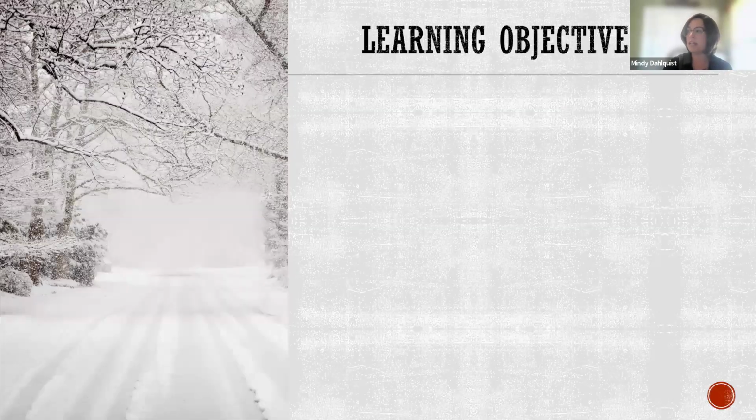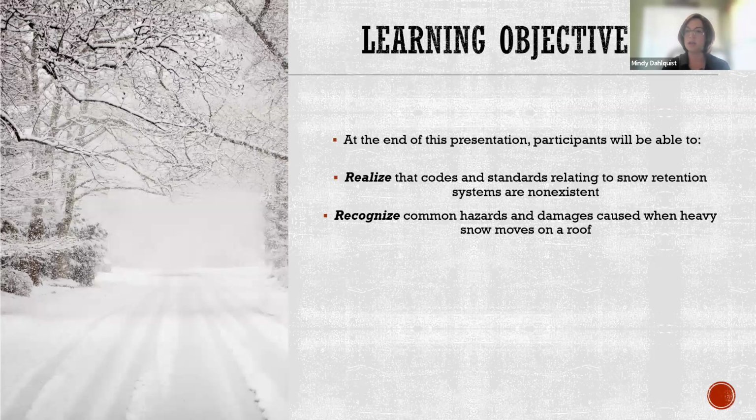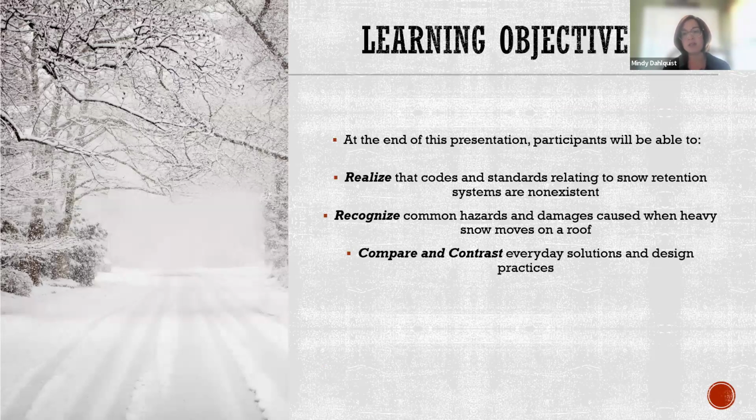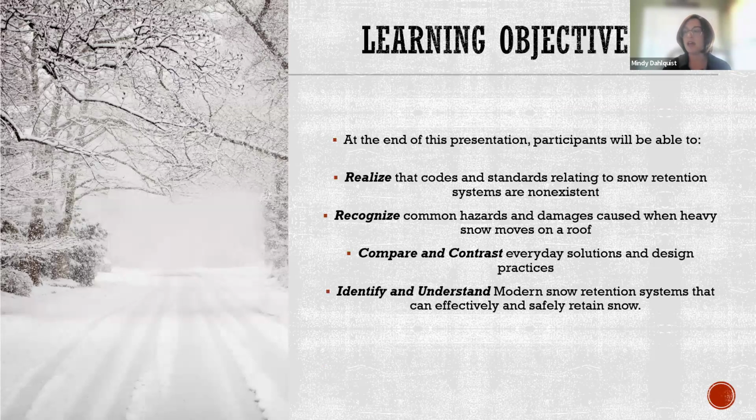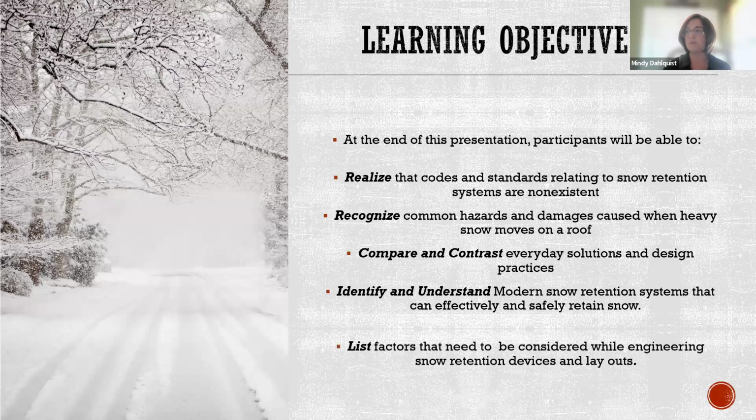At the end of this presentation, you will realize that codes and standards relating to snow retention at this time are completely non-existent. You'll recognize some of the common hazards and damages caused when heavy snow accumulates on the roof. There are some everyday, do-it-yourself kinds of solutions; we'll compare and contrast those and see what works and what doesn't. There are also modern snow retention systems compared to what snow retention originally started as. We'll identify each of those in a very basic form and understand how they function.